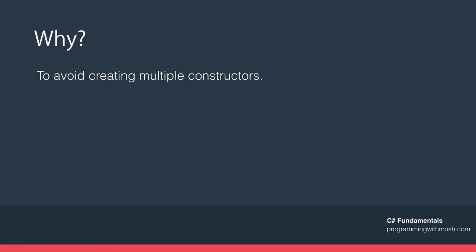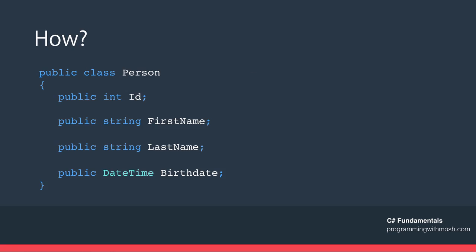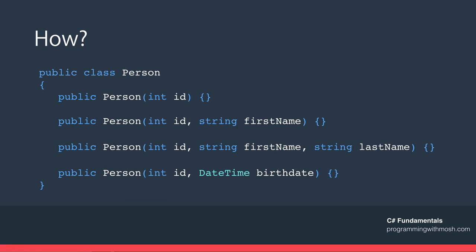Let me show you an example. Imagine we have this person class with a bunch of fields. Now, this is a very simple example. We only have 4 fields here. In a real-world application, you might have a few more fields. Now, with this class, if we want to create constructors for initializing various fields, we may end up with a class like this. So as you see here, I have 4 constructors.